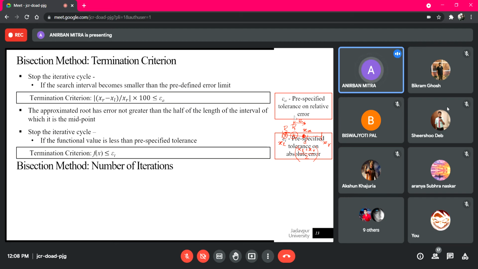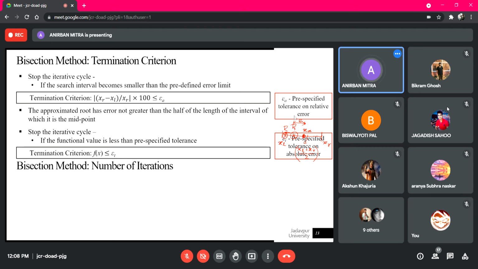Now, how many iterations? Epsilon t is the pre-specified tolerance on the absolute error. It's also a previously determined or previously decided value. But it is not the same as epsilon A, because that tolerance is applied on the relative error. Here, this is applied on the true error. This is relevant to true error.